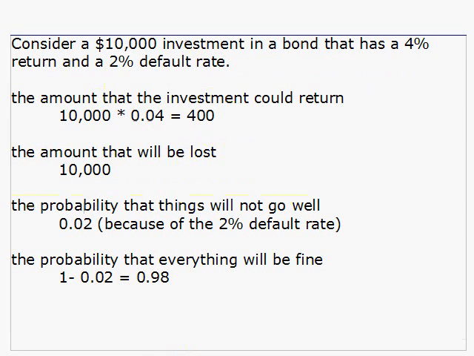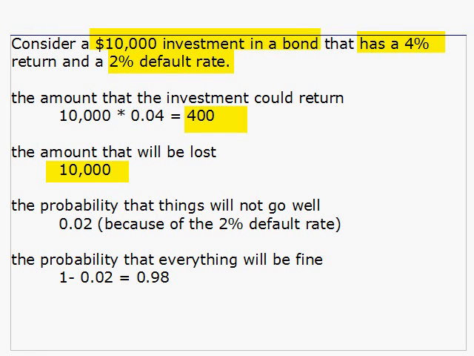So the problems are usually posed like this. Say you have a $10,000 investment in a bond, or you're thinking about it, and so you have $10,000 to invest in a bond that has a 4% return and a 2% default rate. So now we can use that information to answer those first two questions. The amount that the investment would return to you is $400. Things go well. The amount that will be lost if the bond defaults is the entire $10,000. If it defaults, you don't get the money you put in there. So you could either get $400 back, or you could lose $10,000.